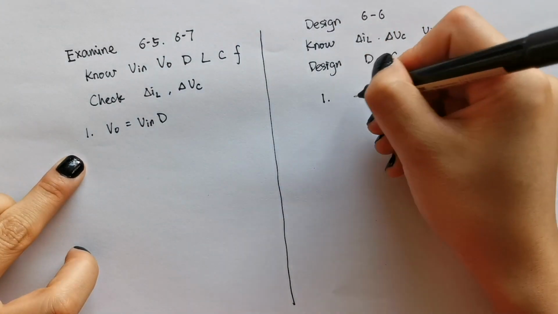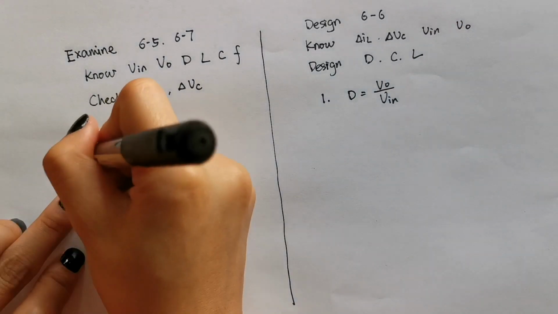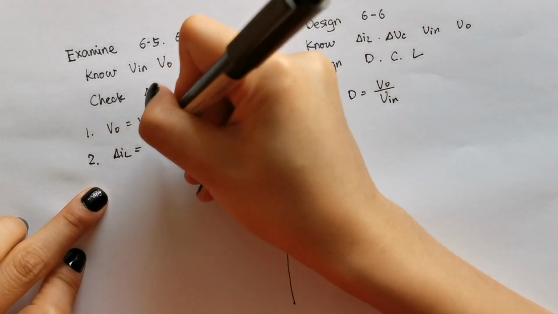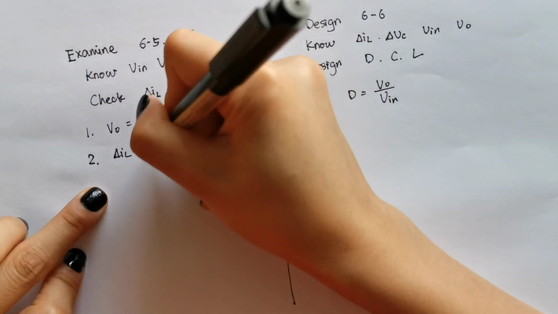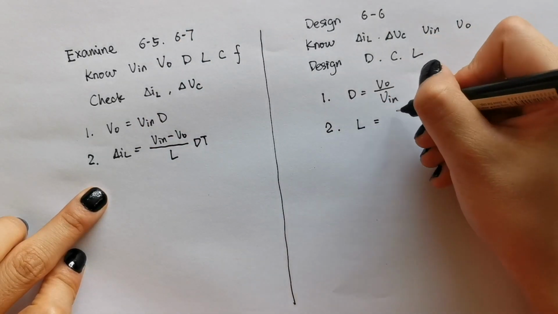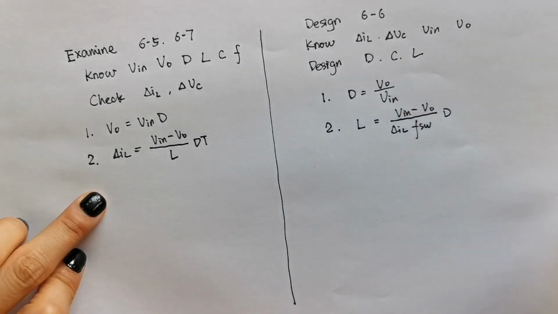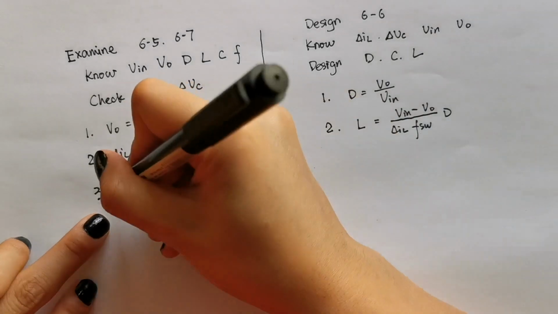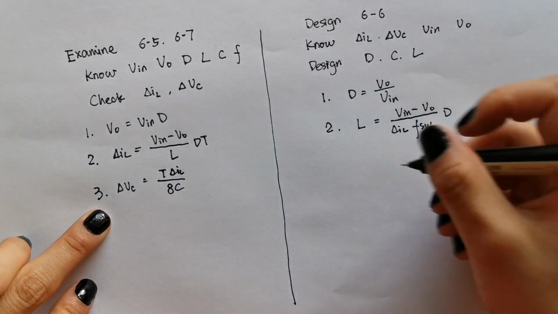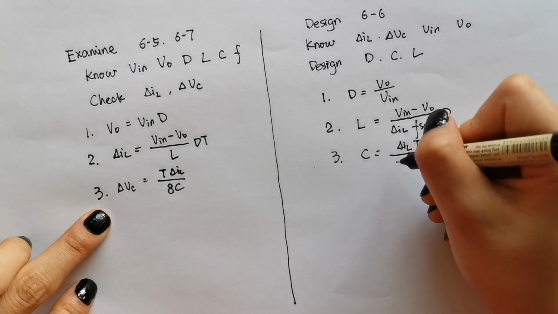The first equation you might need is the relationship between duty, Vout, and Vin. Just try to rearrange the equation and you will find the value you need. The second one is the ripple and inductance relationship equation. Yes, as you see, it's the same equation and you use it differently. And the third one is our voltage ripple equation. Again, just play with the equation and you will find the value you need.